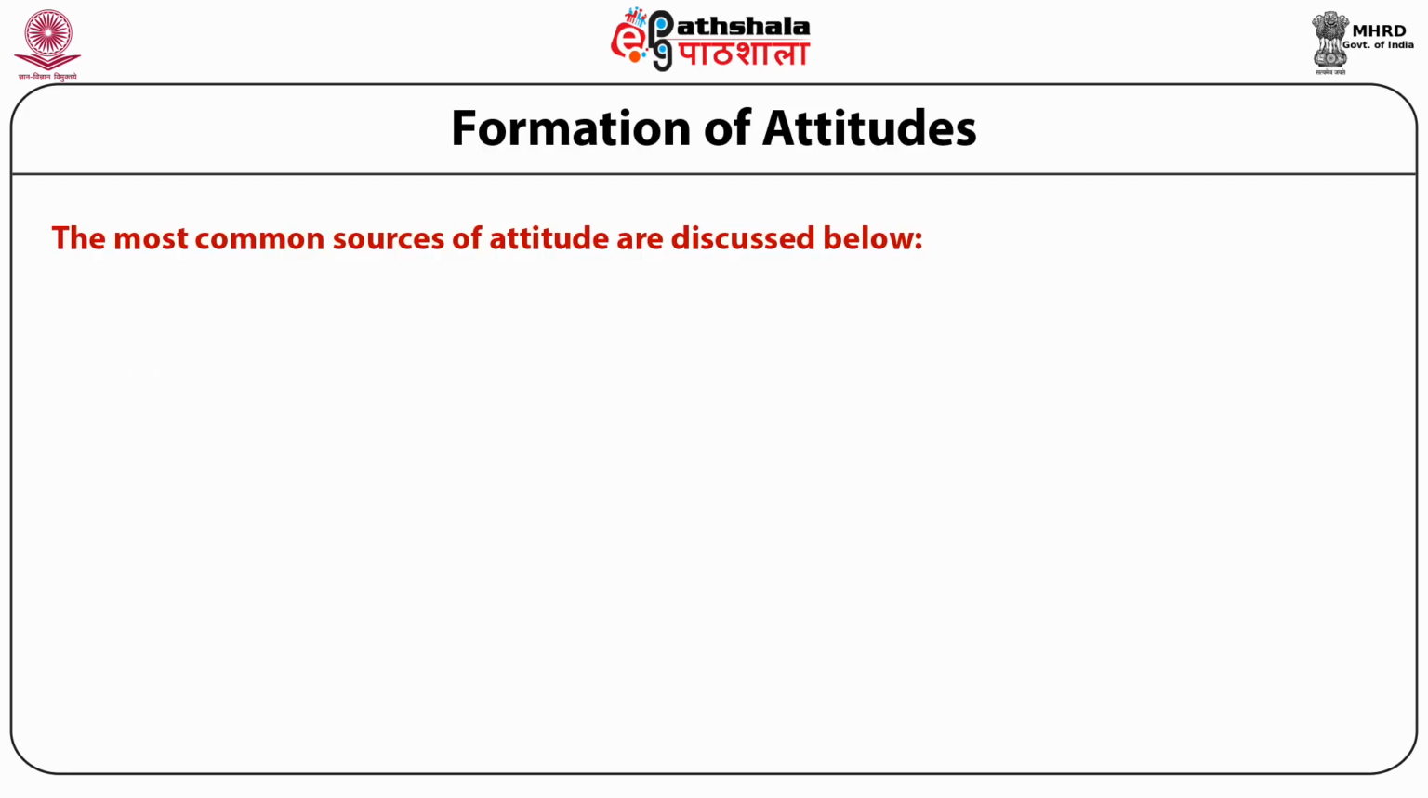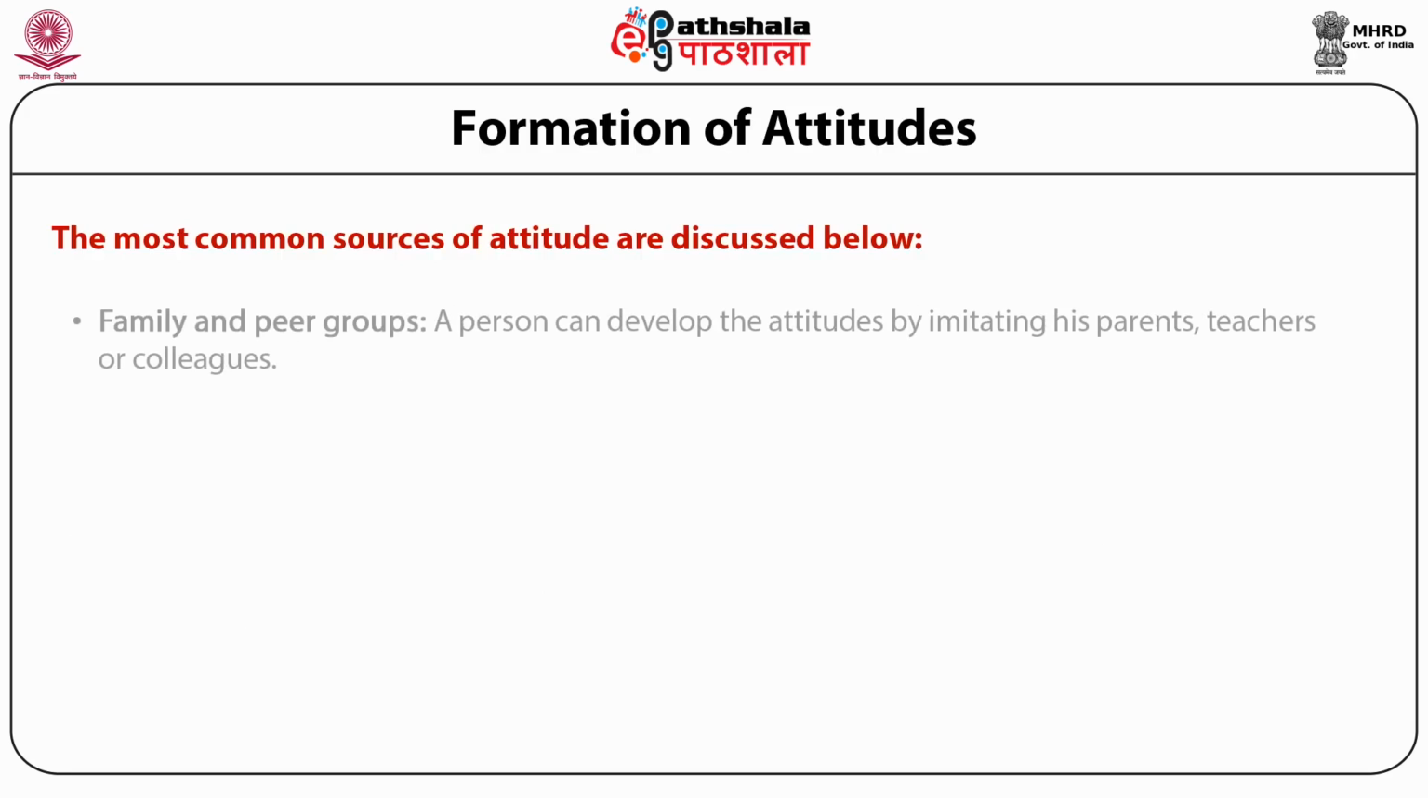Another source of attitude formation is family and peer groups. A person can also develop attitudes by imitating his parents, teachers, or colleagues. People observe the way their family and friends behave and start shaping their attitude and behavior to align with theirs.